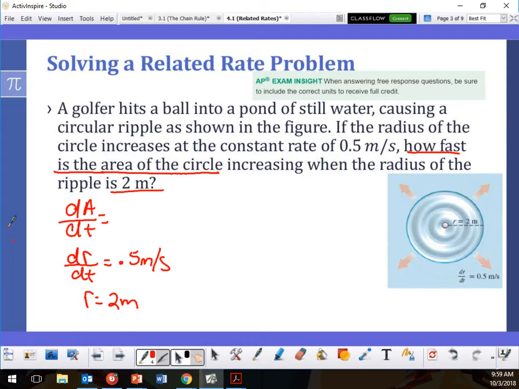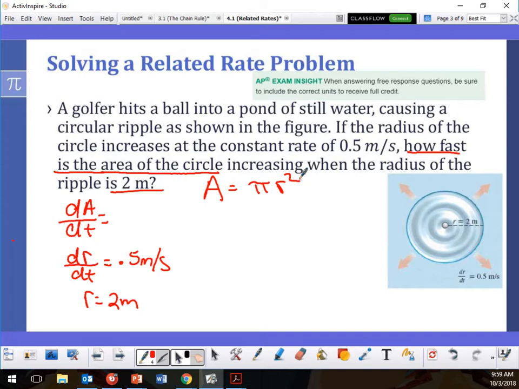To get to this one, I took the derivative of the area. So the area of a circle, A, is equal to pi r squared, right? Area is pi r squared. It's not p r squared, it's pi r squared. So we're going to take the derivative of this in terms of time. Is there any time in there? No, none of these have time. So we're going to take each variable with respect to time.